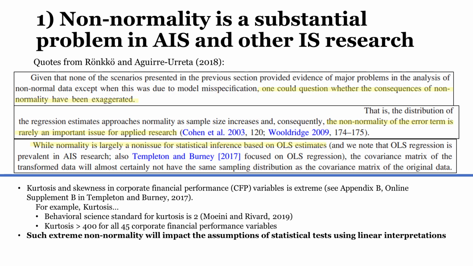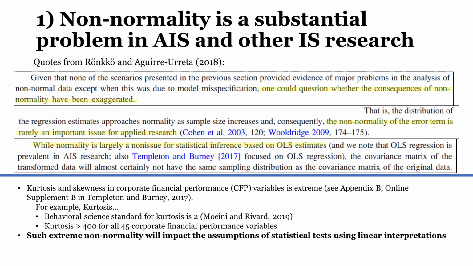It's important to note that the 10 misunderstandings identified here is in no way an exhaustive list. We observed problems on literally every single page of the author's critique. We would like to respond to the first misunderstanding by stating that non-normality is a substantial problem in AIS and other IS research. You can see 3 quotes here by the authors suggesting that non-normality is not a problem.